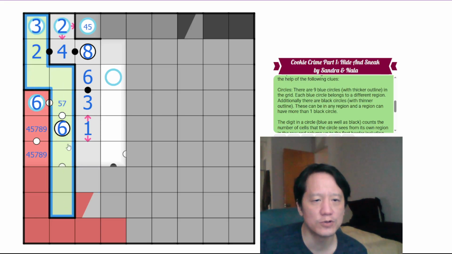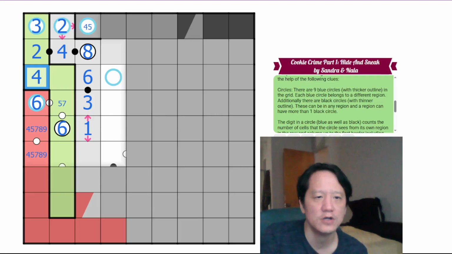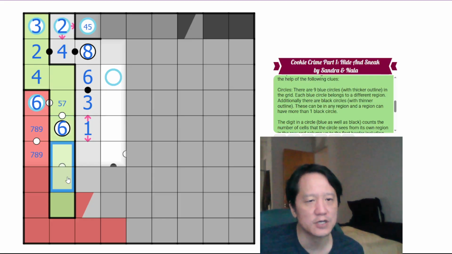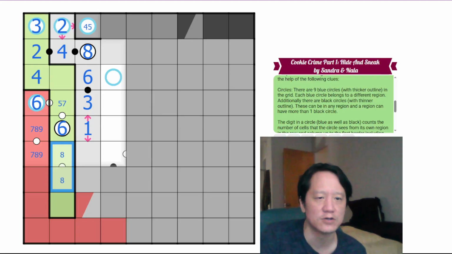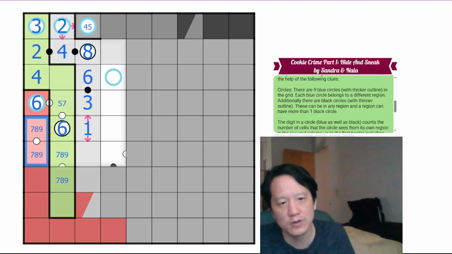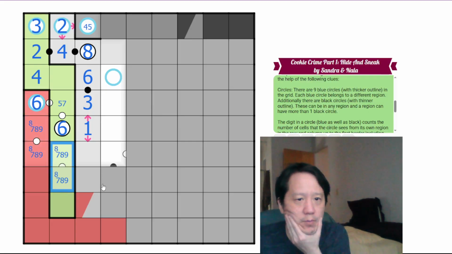So we need a 4 somewhere in this green region. 1, 2, 3, 4, 5, 6, 7, 8, 9. Can only be here. So that means this cannot be a 4, 5 pair. It's 8 with 7 or 9. These digits are consecutive. There can't be 1, 2, 3, 4, or 6 because 1 requires 2 to be consecutive with it. Can't be 5 or 7 with the 6. So we're guaranteed 8 is here. And it must be with 7 or 9. So 8's guaranteed to be here.